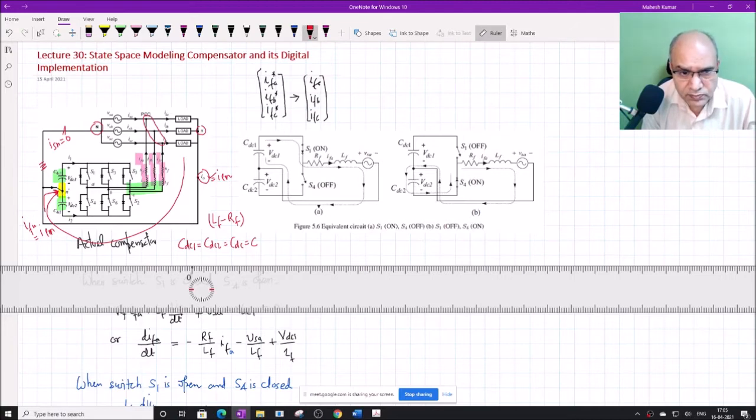compensator. In the design of the compensator, there are important issues: how to choose LF, how to choose CF or CDC. These are the concerns when you design the voltage source inverter for load compensation. This is another topic that you can explore in a seminar presentation, or you can pursue research in the area called design of the inverter. I'm not going to discuss that, but I will tell you that these filter parameters have a lot of impact on the performance of the inverter.